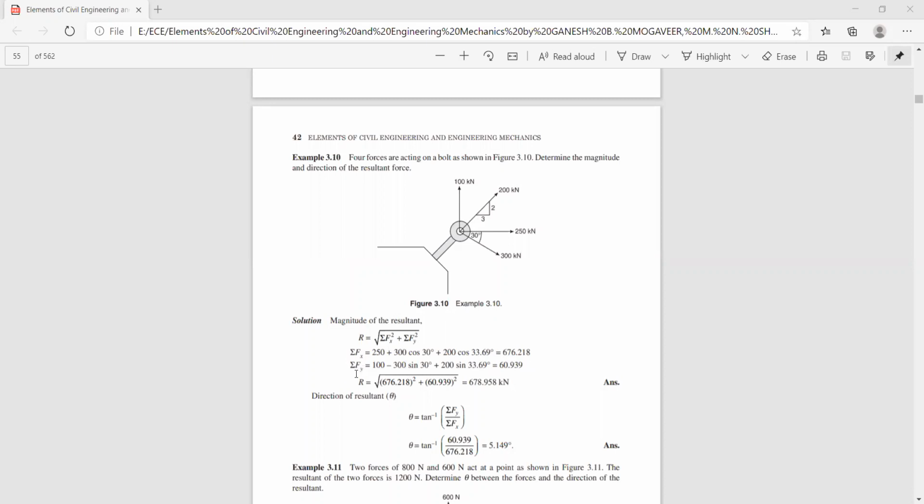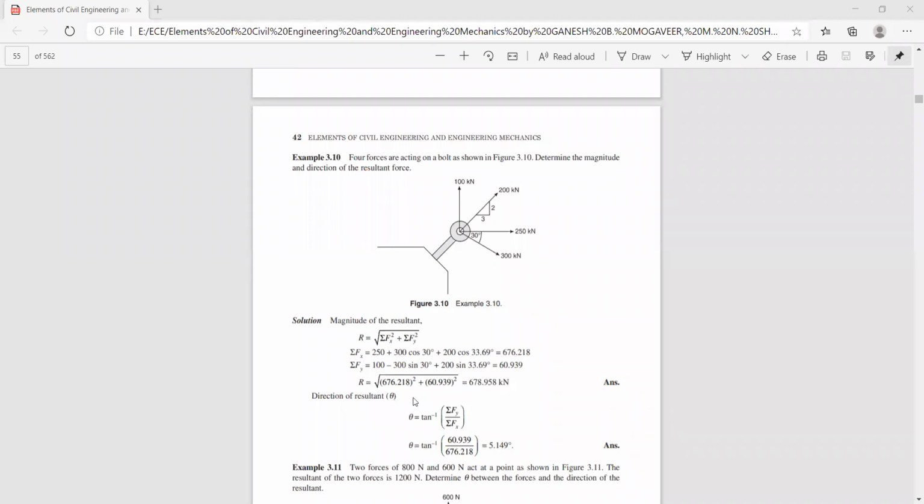And similarly, you find out the value of sigma f of y. So sigma f of y is 100 acting in the upward direction, plus this one, 300 minus 300 sine 30, plus 200 sine 33.67. So it works out to be 60.939 kilonewton. Once you get the sum of the horizontal and vertical components, you can find out the magnitude of the resultant. It works out to be 678.958 kilonewton. Then you can find the direction.